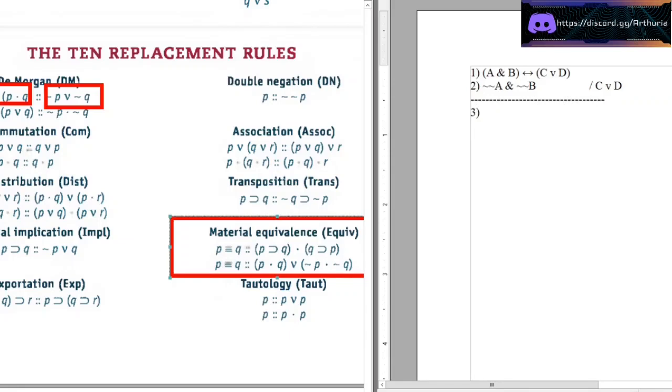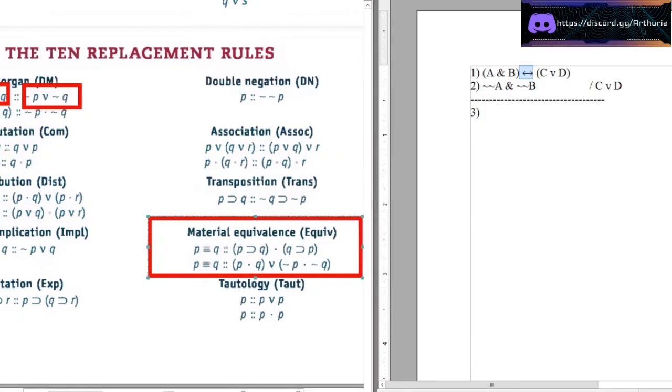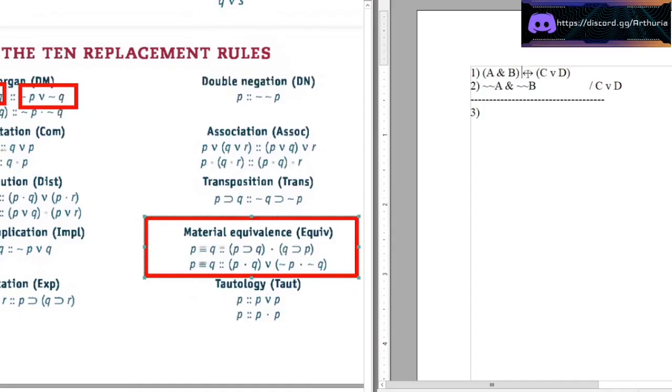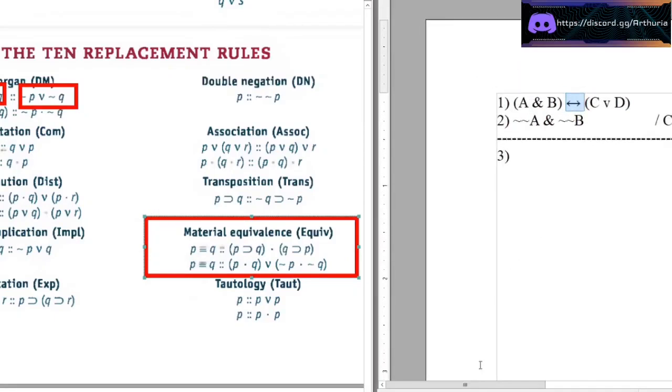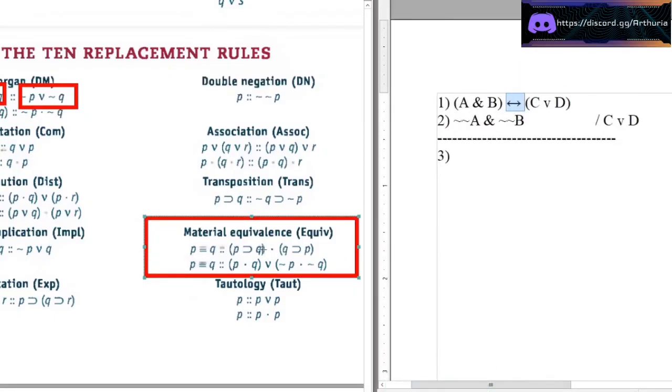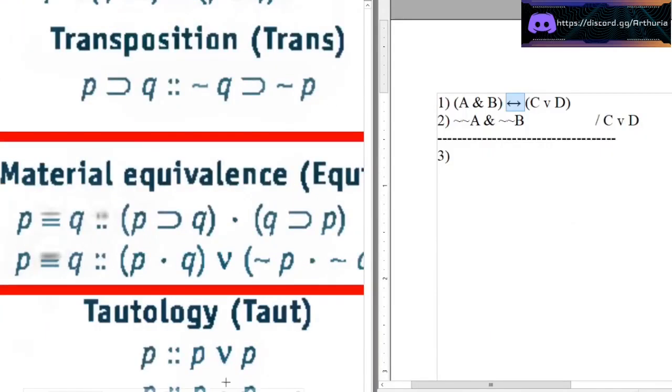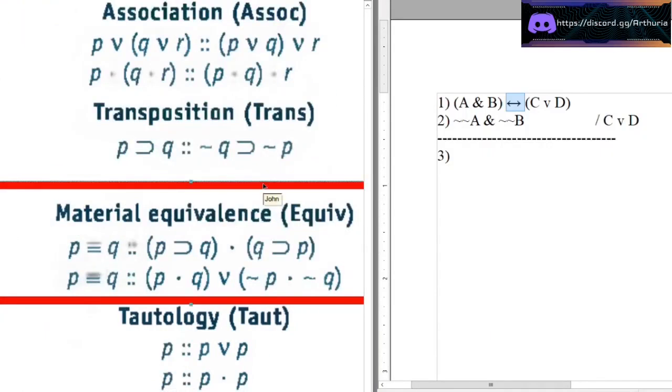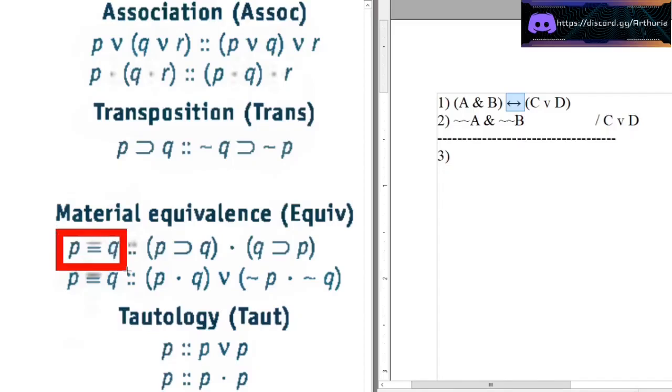So before we didn't have any rule to deal with statements like this. What material equivalence does, and this is actually why it's the double arrow, is because of this rule. The material equivalence rule states that if I have an if and only if statement, I can turn it into an and statement where I have a conditional going both ways.